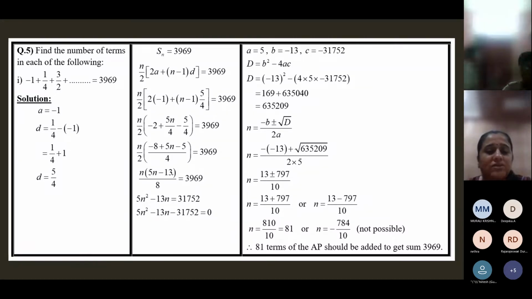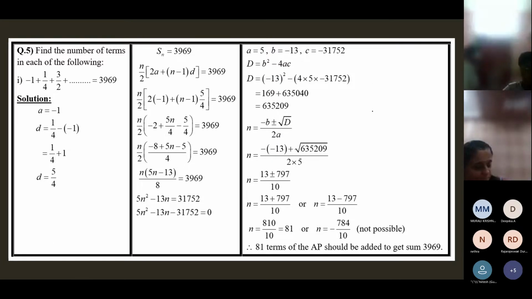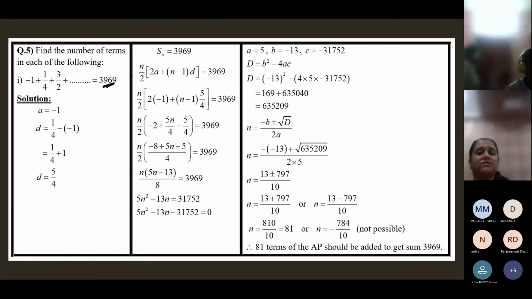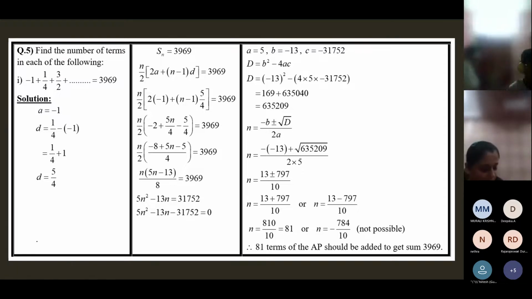So n into 5n minus 13 by 2 4s are 8 is equal to 3969. Cross multiply and bring all the terms to one side is equal to 0. Then solve using the quadratic formula. So here you get n is negative. It's a fraction. It's not only a fraction, it's also negative. So not possible. So n is equal to 81. So the sum of the first 81 terms of the AP will produce 3969. Please work, children. Second one, all of you should get it right.